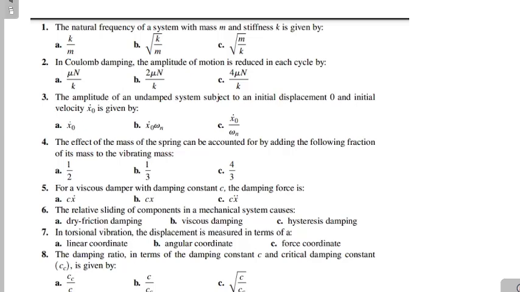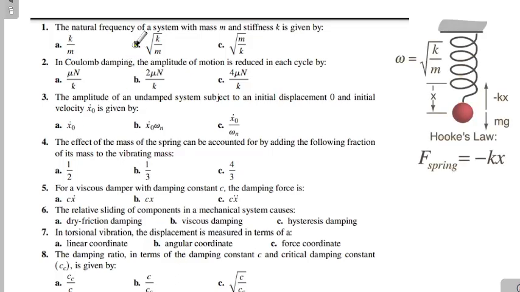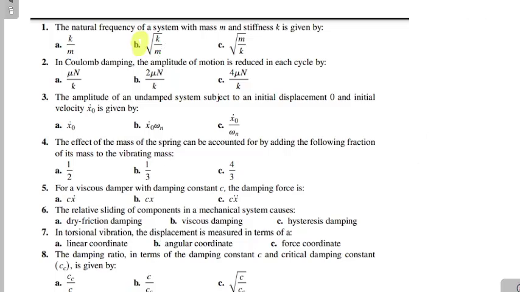In the first MCQ, it is asked that the natural frequency of a system with mass m and stiffness k is given by. So natural frequency, we know that the formula is omega n equal to square root of k by m. So the correct answer is root k by m. In the second MCQ, in Coulomb damping, the amplitude of motion is reduced in each cycle by, that is, the correct answer is this one.